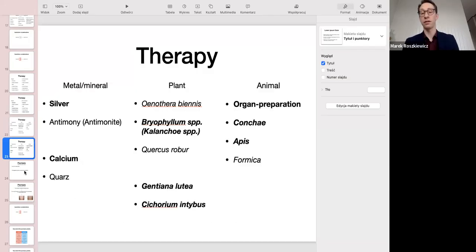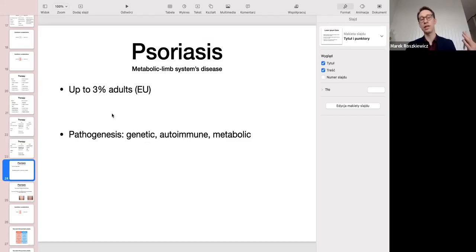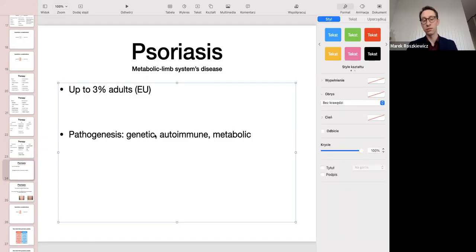So that would be as much for the atopic dermatitis therapy, and to see the counter image a bit, the metabolic limb systems disease, psoriasis, also one of the most often occurring diseases in adults in the European Union, up to 3%. And I just put here the pathogenesis, because people like to see this: genetic, autoimmune, and metabolic. Basically, these two, autoimmune or metabolic, are the main theme of psoriasis.